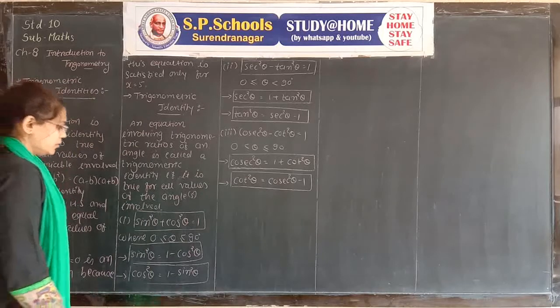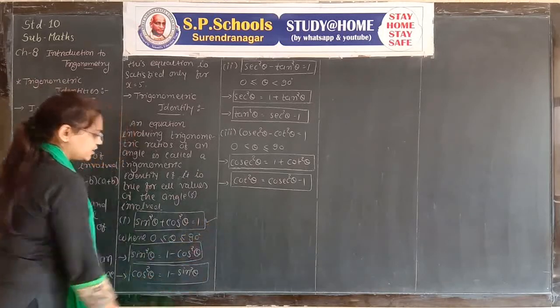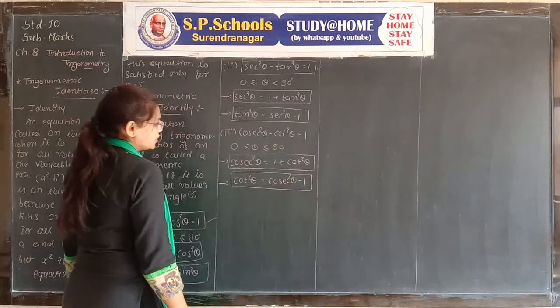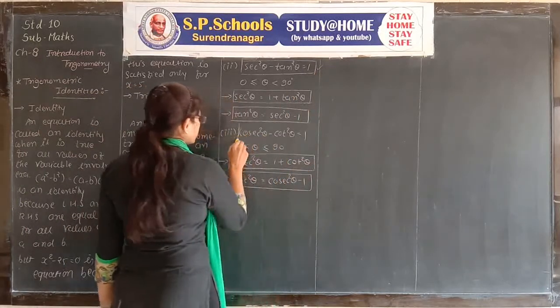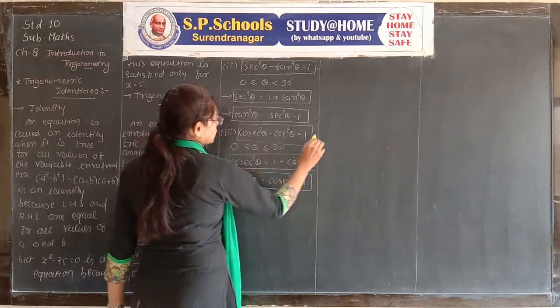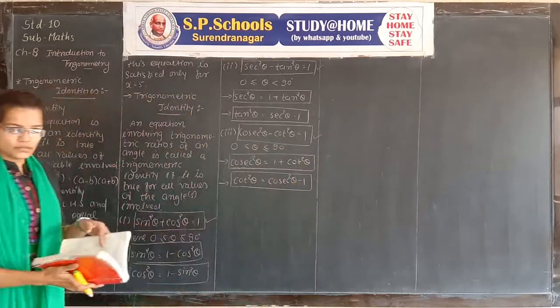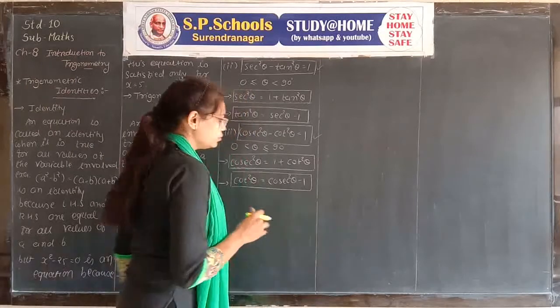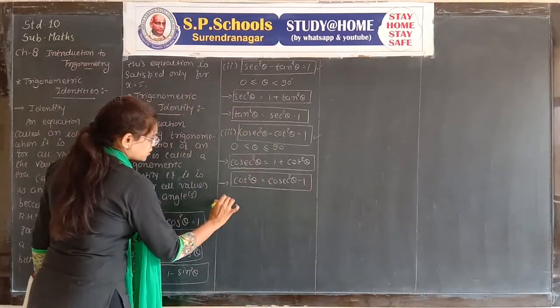Okay. The main identities are sin square theta plus cos square theta is equal to 1, sec square theta minus tan square theta is equal to 1, and cosec square theta minus cot square theta is equal to 1. From that we have to keep in mind some relations.